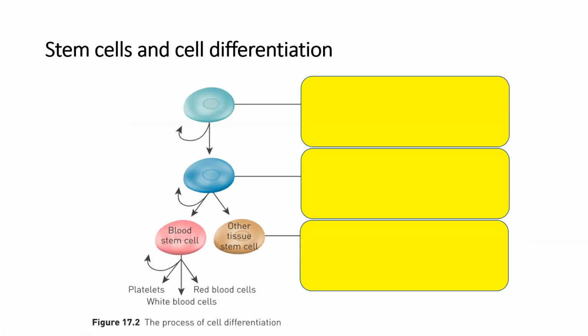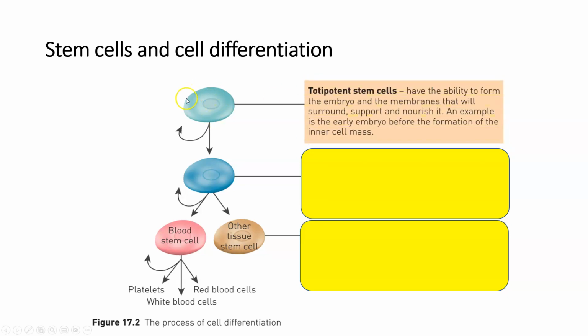Right, so now we're going to be looking at the level of differentiation in stem cells. And we're going to start from the top here. And these cells are totipotent cells. So these cells have the ability to form the embryo and the membranes that surround and nourish it. So this can essentially form a totally new individual. So these stem cells are very early on and they can form a brand new embryo. And they are derived from that inner cell mass of the blastocyst.